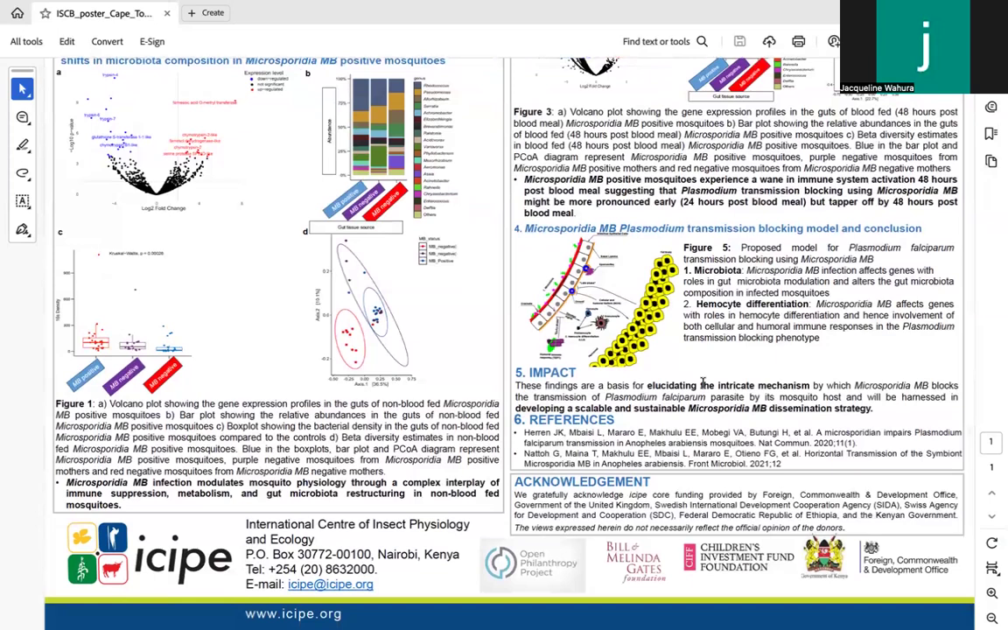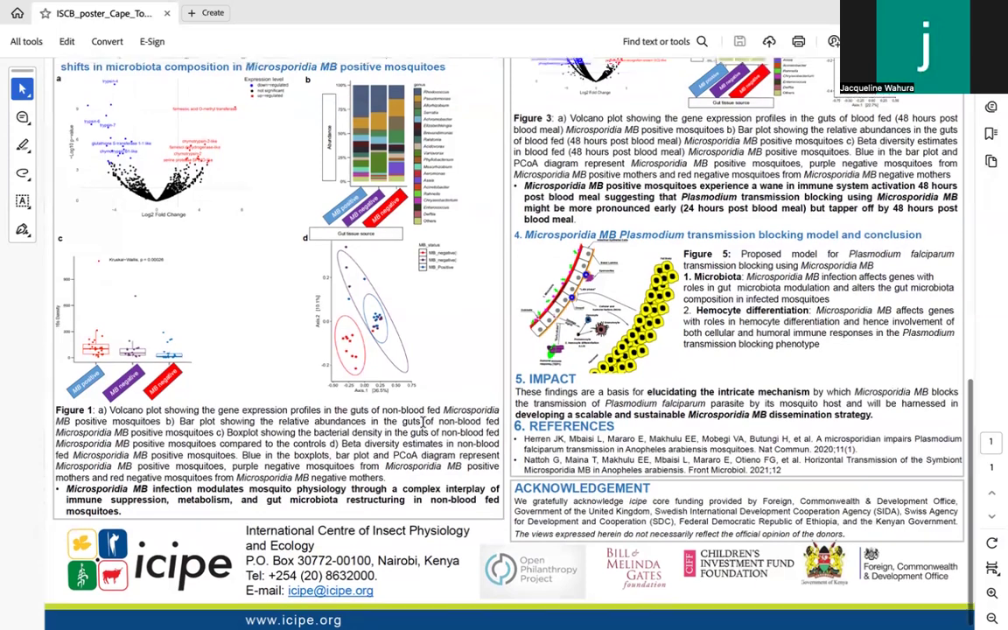The findings from this study form a basis of elucidating the intricate mechanism that Microsporidia MB uses to block the transmission of Plasmodium and will be harnessed in developing a scalable and sustainable Microsporidia MB strategy.